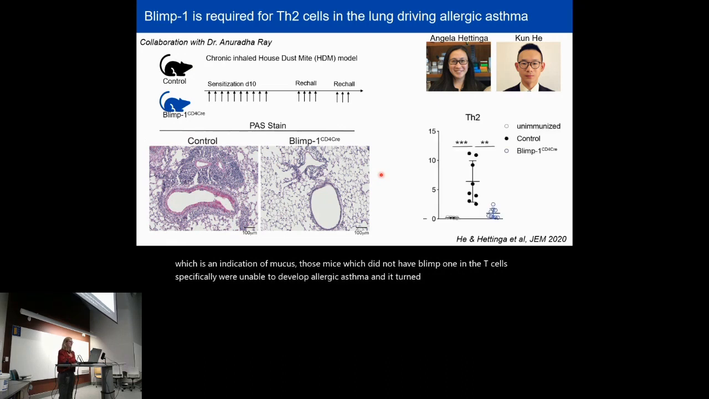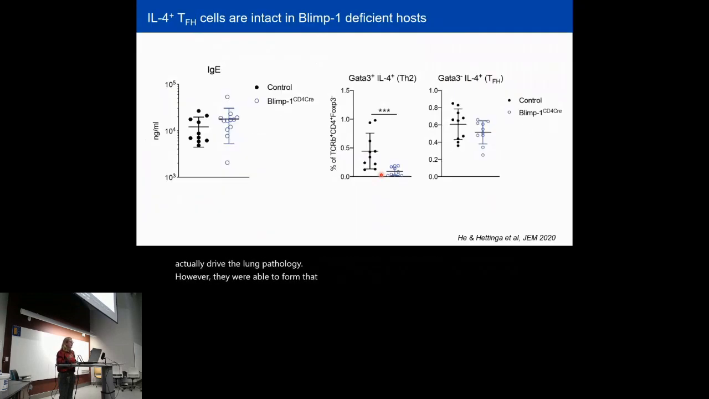And it turned out it was because they were unable to develop those Th2 cells, the cells that make the type 2 cytokines that actually drive the lung pathology. However, they were able to form that IgE, that antibody response, just fine. So their T follicular helper cells were totally intact and only the Th2 cells were lacking. So we were really interested in understanding how you had this one transcriptional regulator controlling one T cell type that was important for allergic asthma, but not the other.